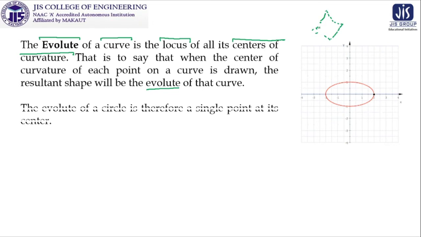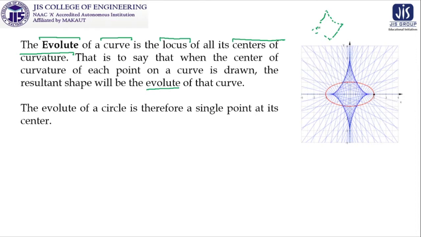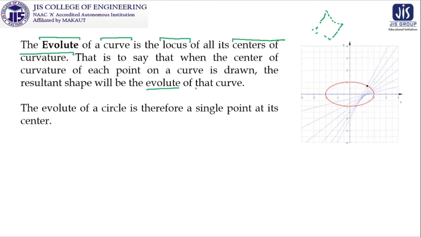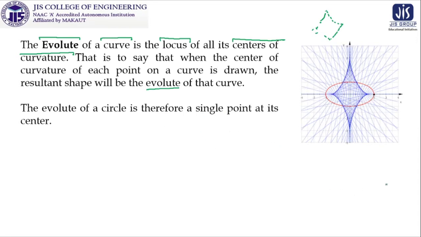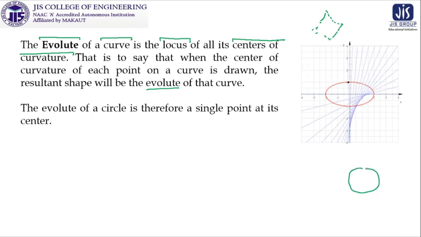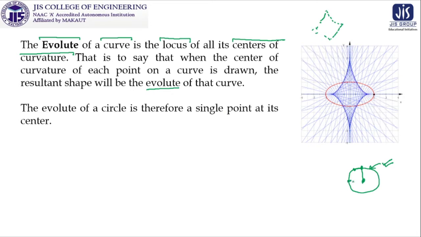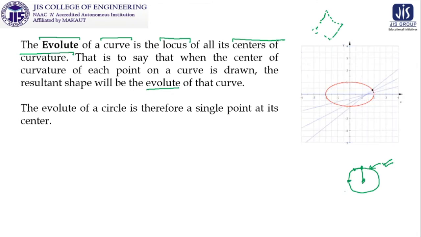So what is this? In this context we can say that the evolute of a circle is therefore a single point at the center. Firstly I am going to discuss this point. What they are saying, the evolute of a circle. So if you have a circle, what is the osculating circle of this circle at this point? The same circle. So the center of the osculating circle of the same circle is this point. Now when you are here, your osculating circle is the same, so the center is also the same. When you are here, your osculating circle is the same, so your center is the same.